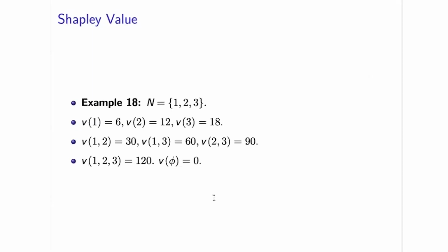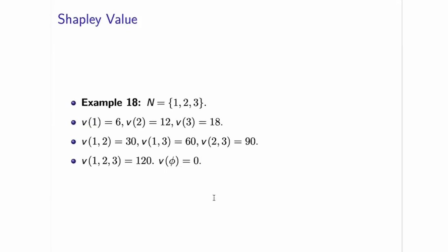focus on thinking about how these four axioms help you get an answer about what the different split is that these different parties should get, right? So imagine that you have got a 3-player game. So you have got V1 equal to 6, V2 equal to 12, V3 equal to 18, V12 equal to 30, V13 is equal to 60, V23 is 90, and V123 is 120. And as usual, V of the empty set is equal to 0, right?